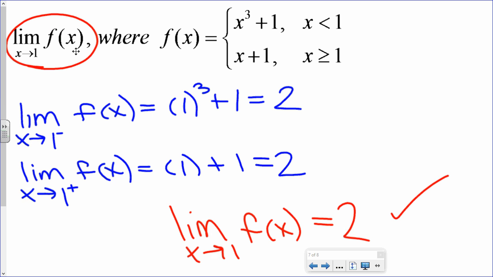Now, would I need to see a right and left hand limit if I ask you for the limit as x approaches 5 on this problem? No, because 5 is not a break in the domain. You can just pick which one to plug it into. But 1 is a break in the domain. That's when you have to do the 2 different limits.